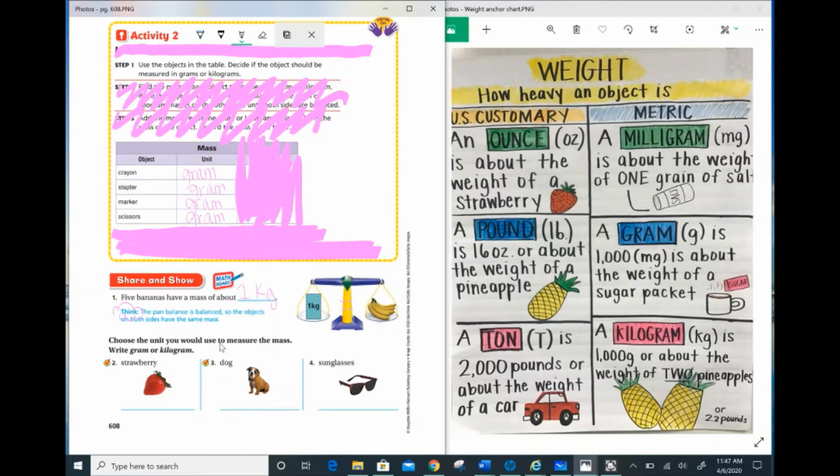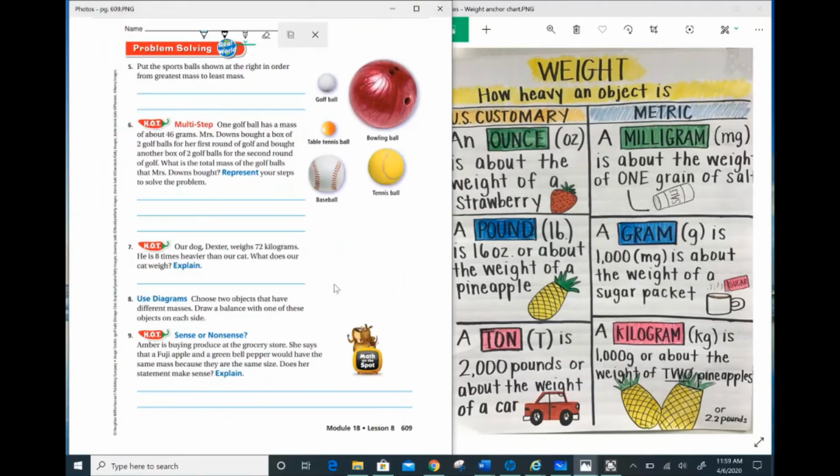Let's go on to the next one. Choose the unit you would use to measure the mass, write gram or kilogram. Strawberry is the first one. A strawberry is not as heavy as 2 pineapples. It's a little heavier than a sugar packet. So I would definitely go with grams because it might be several grams. Now you guys are going to do number 3 and 4 by yourselves.